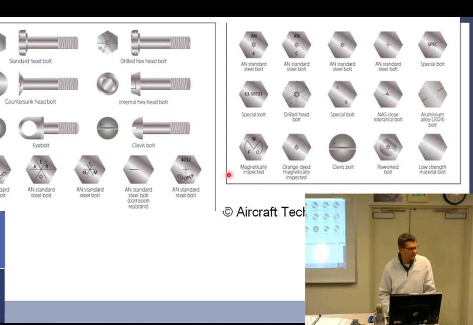Hey Kevin, like the corrosion resistant, can that dash be a little lower too? Yep, it can be a little lower. It can even be this way, or this way. They got that because the bolt rotates. It doesn't have to be in that area.